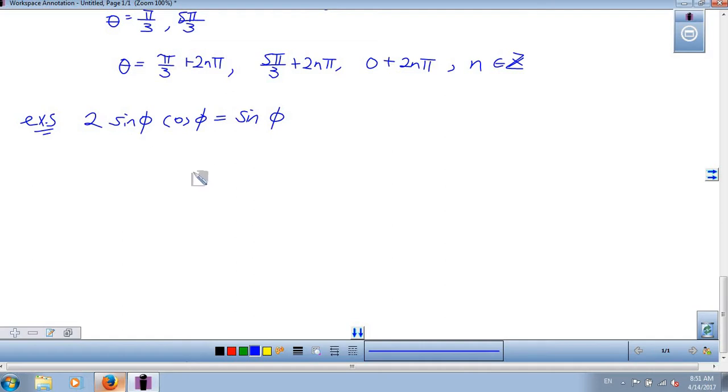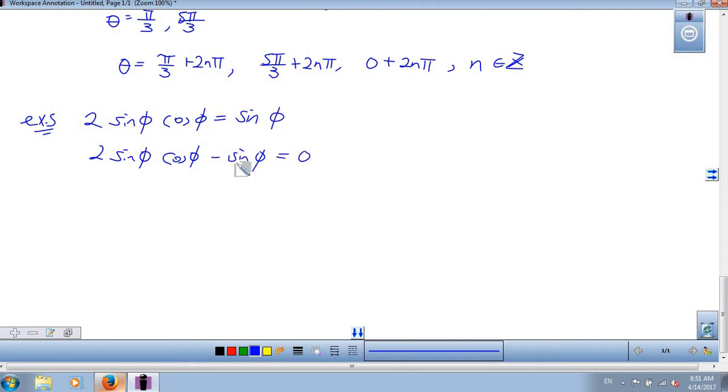So remember, in algebra, we cannot divide both sides by x if we just want to cancel out the equation by a quantity involving the unknown. So what we have to do is move the sine phi over to the other side and see if we can do some transformation using trig identities.